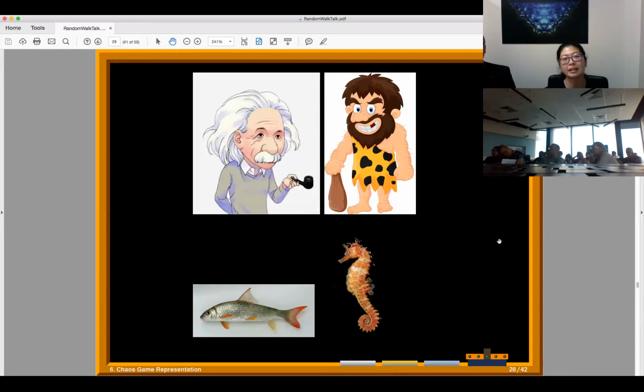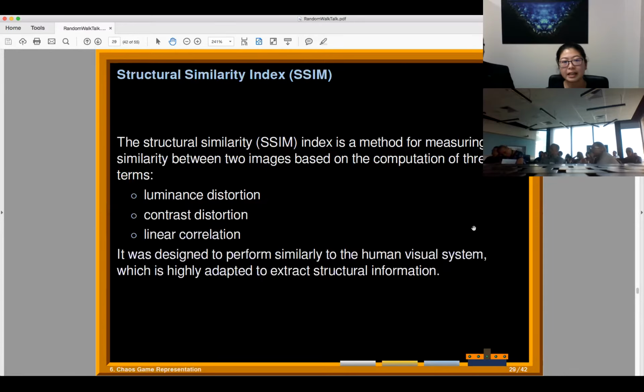But we don't want to just say, oh, these are different. We want to quantify these differences. So we use something called the structural similarity index. It takes the two images, and it is based on three terms. One is luminance distortion, the second is contrast distortion, and the last one is linear correlation. Similarly to the human visual system, what we see in terms of differences are luminance and contrast and so on, and therefore they based this calculation on this.